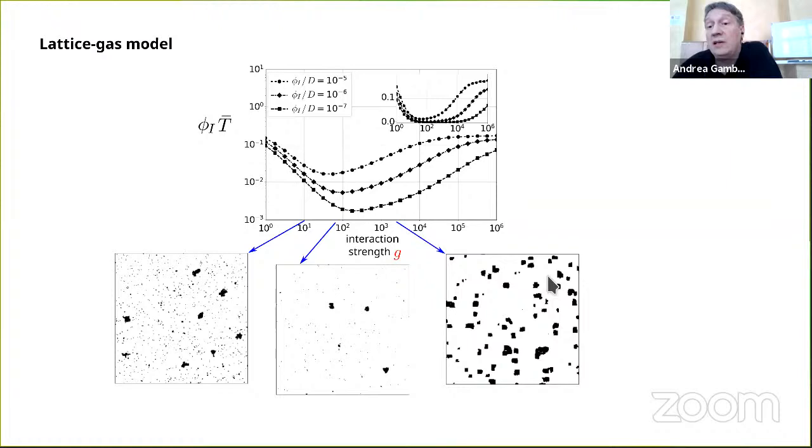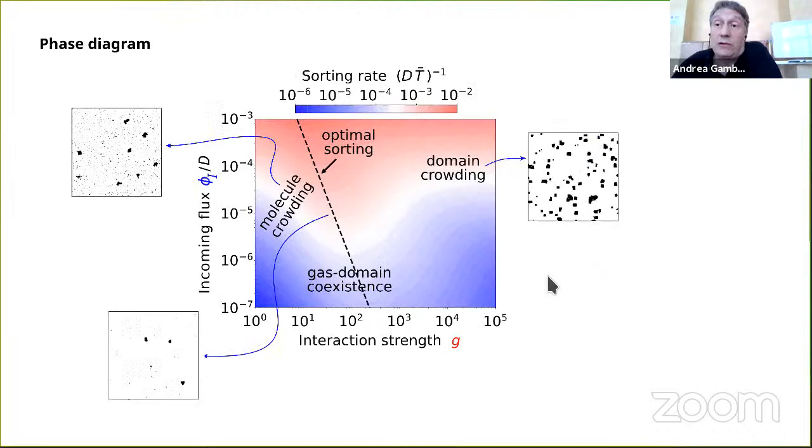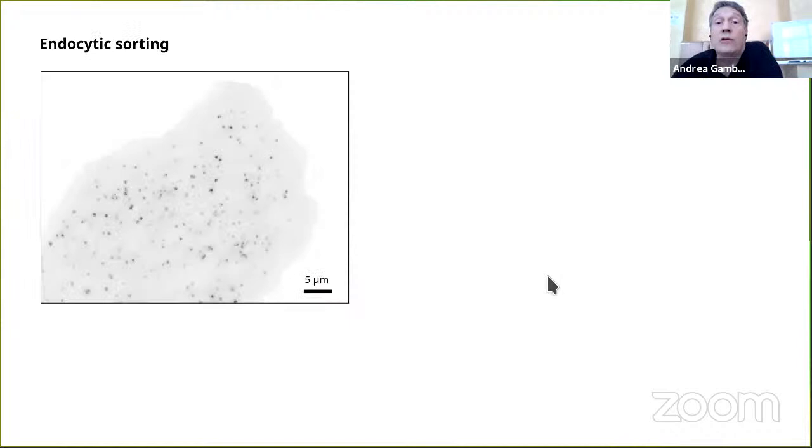When the interaction strength is very high, it becomes very easy to nucleate new domains, and you have a proliferation of domains that all compete for the fixed incoming flux of molecules, so each domain grows very slowly. And you can also check the scaling laws with good accuracy, and you find a simple phase diagram here where you have on the horizontal axis the interaction strength, on the vertical axis the incoming flux, and you have this line of optimal sorting.